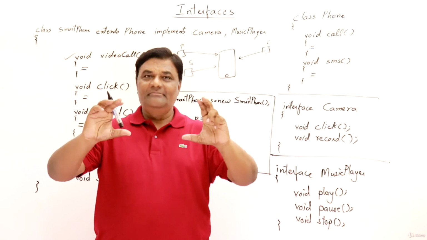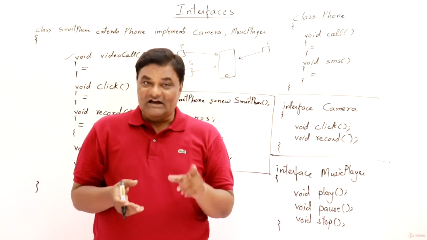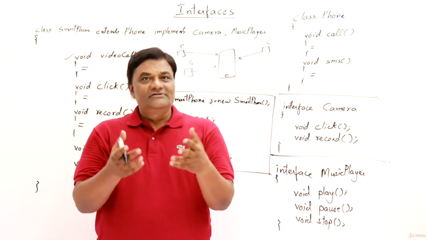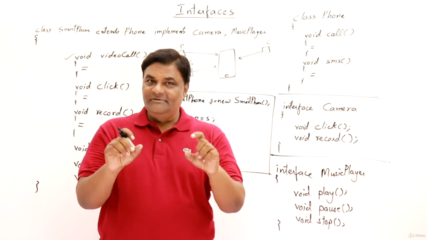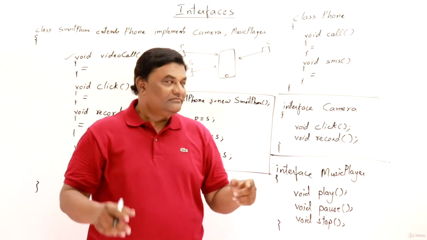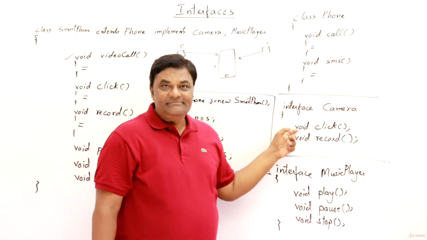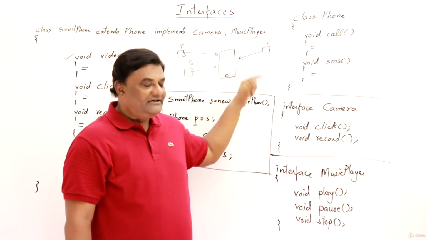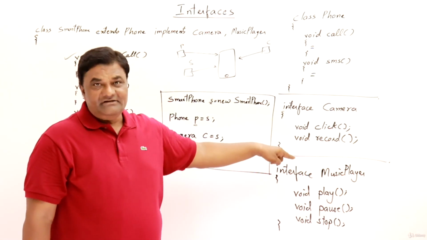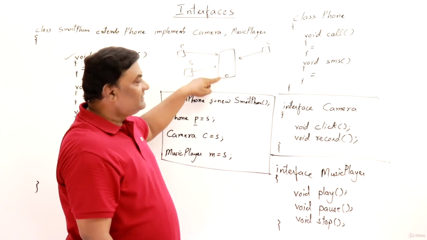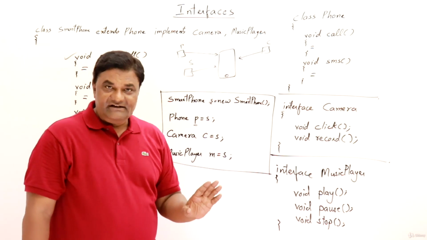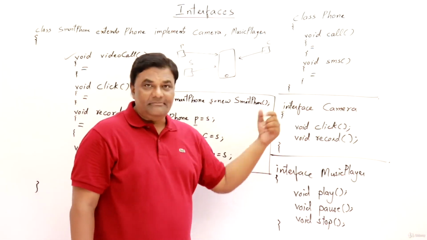So when I say, oh, it's a camera, then what are the methods I can use? I am referring to it as a camera. So it means I am going to take a snap or click or record a video. That's it. So I can call only these methods. When you use a reference of that one, you can call only these methods. You cannot call all the methods of this smartphone class, right? Because you are using a reference of a camera.